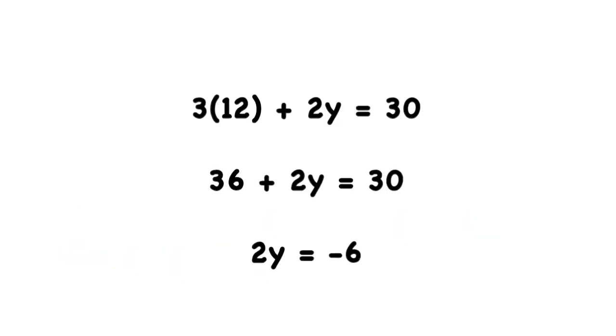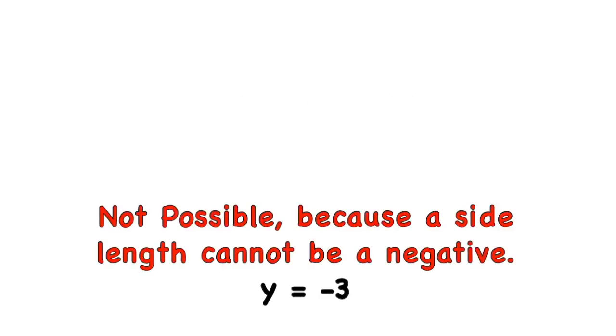That gives us 2y equals -6. Divide both sides by 2 to get the y by itself, and you have y equals -3. And remember, y equals a side length. So this is not possible because a side length cannot be a negative.